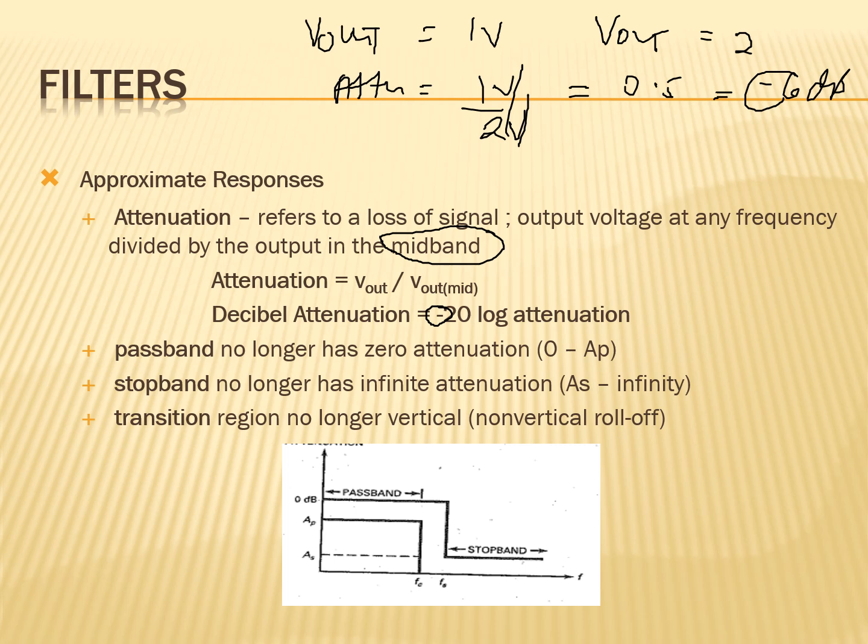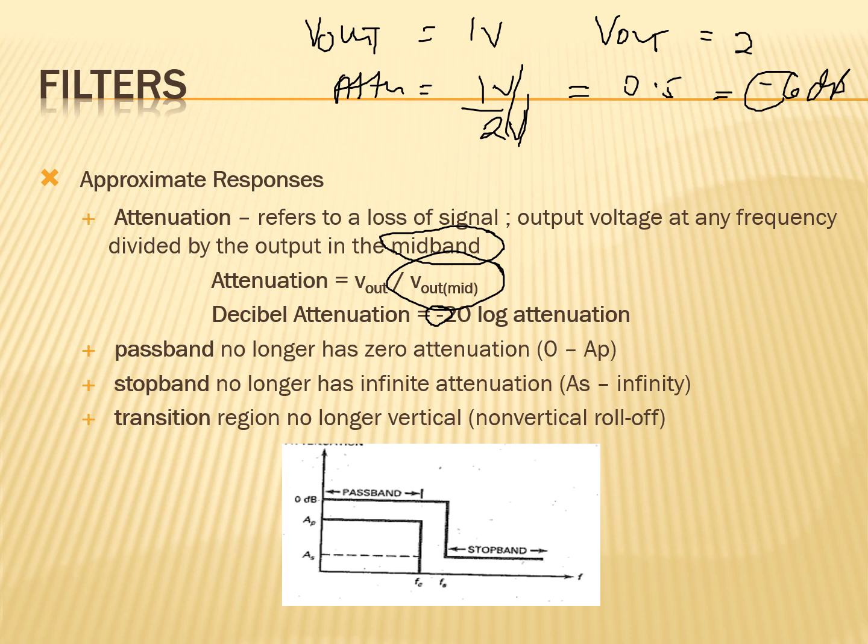Therefore, since your midband is always constant, the midband is our reference value here. So we make use of the midband as our reference. We are comparing the output voltage at a certain frequency to the output in the midband of a filter. For example, if the output voltage is 0.707 of its midband, then it is given as 3 decibels.